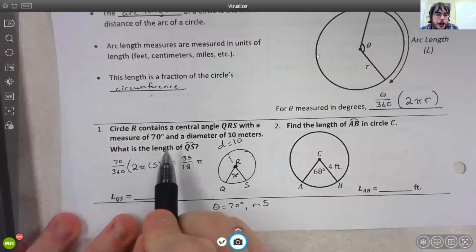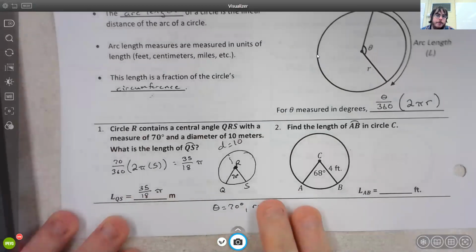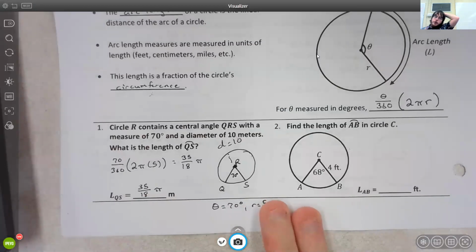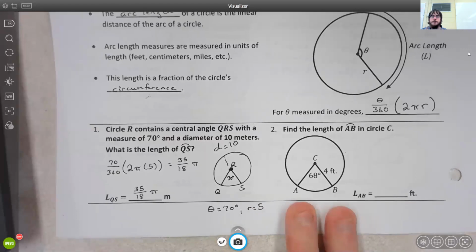So the length of arc QS will be equal to 35 over 18 times pi. Now, if you wanted to approximate it, all you have to do is plug that whole thing into the calculator and round it to whatever it wants you to round it to, whether that be the 10th, the nearest whole number. Just pay attention to how the problem wants you to do it.